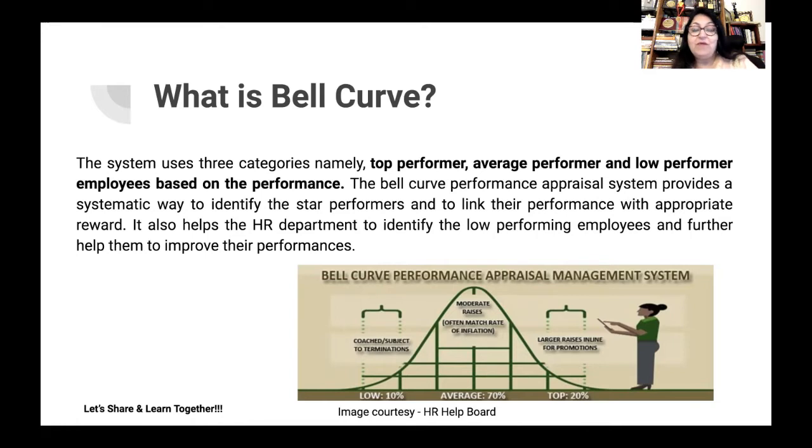So the bell curve performance appraisal system provides a systematic way to identify the star performers, the ones who are doing great, and then to link their performance with appropriate reward. It also helps the HR to identify who are the people who are average performers and link their reward to moderate raises. And then those who are low performing employees, how do we help them further improve their performance?